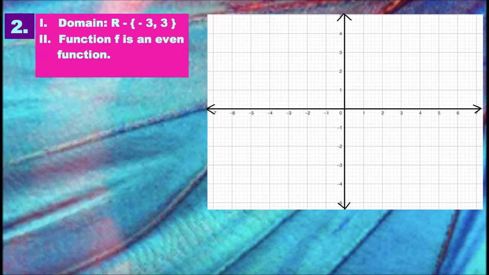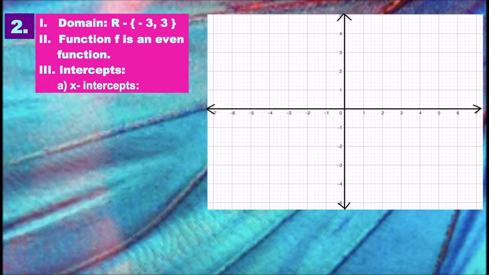Question 2. The domain is the set of real numbers minus the set made of -3, 3. Function f is an even function. Intercepts. X-intercepts of point of coordinates (-2, 0), drawn in blue.